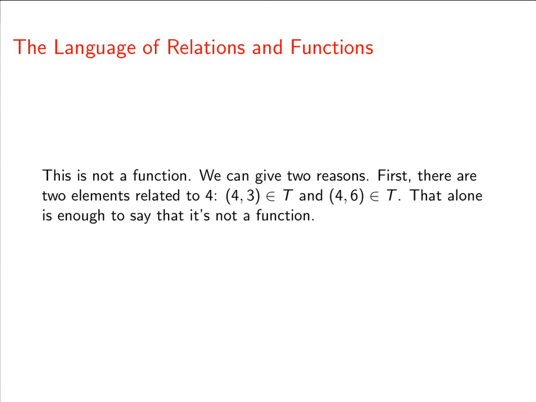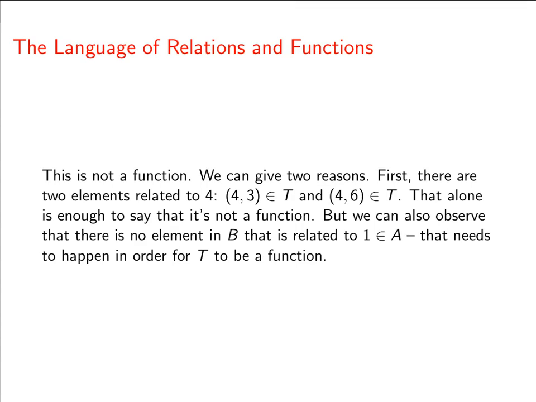Now, that's enough to say that this is not a function, but let's go ahead and give the other reason. The other reason is that the element 1, which is in the domain, is not related to anything in the codomain. Now, that would need to happen in order for this relation to be a function. So those are two different reasons that make this relation not a function.